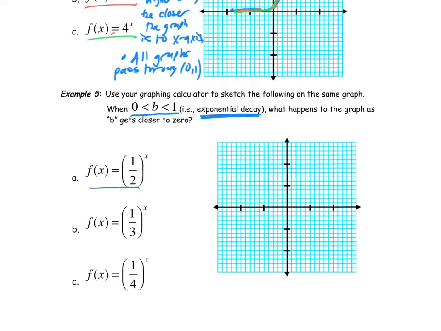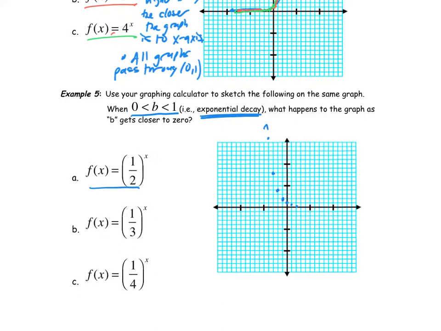So if x is 0, y is 1. When x is 1, y is 1/2. When x is 2, y is 1/4. When x is negative 1, I have 1/2 to the negative 1, which is 2. When x is negative 2, I have 1/2 to the negative 2nd, which is 4. When x is negative 3, I have 1/2 to the negative 3rd, which is 8. When x is negative 4, that would be 1/2 to the negative fourth, which is 2 to the fourth, which is 16.